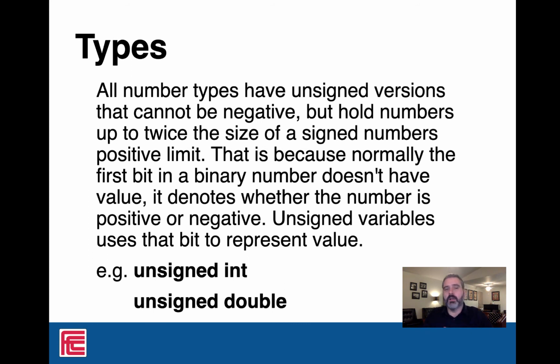There are also, for all of those integer and floating point types, unsigned versions of those. What that means is that if I have like an unsigned integer, I'm still going to use 4 bytes to represent that integer, but I'm not going to use one of those bits on the very first byte to represent whether or not it's positive or negative. And because of that, that means that I can use that 1 bit, which is like the highest bit, to be able to represent numbers rather than whether or not it's positive or negative.